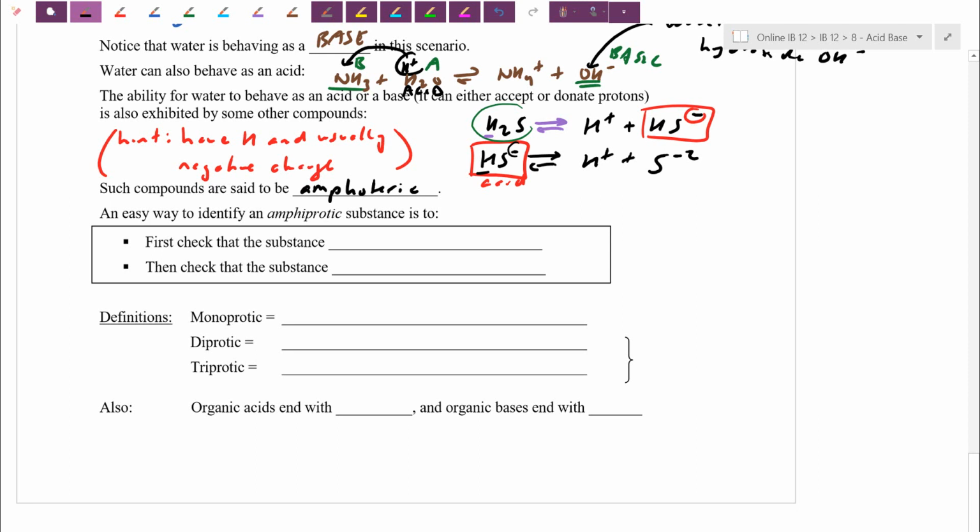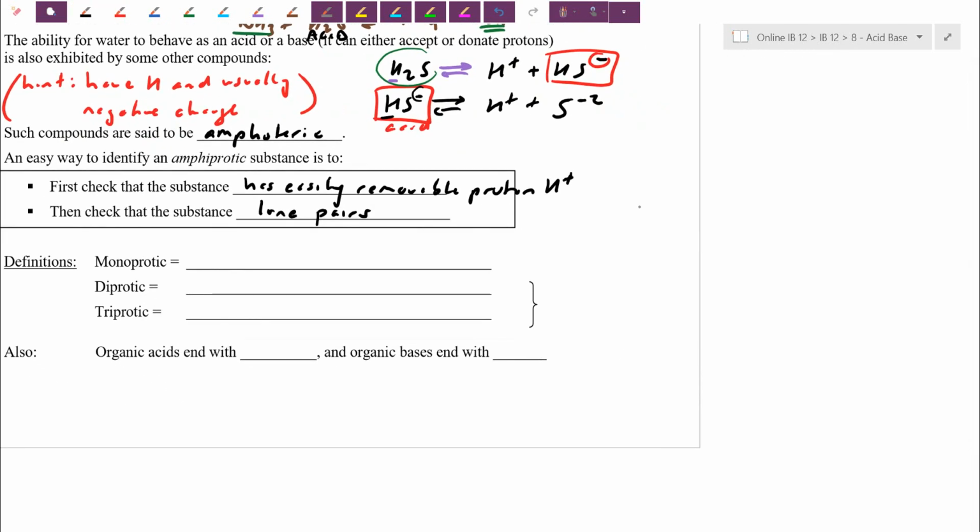This is just another way of thinking about it. First, check the substance has an easily removable proton, or easily removable H+. Usually if it's an ionic compound that has H, it's easily removable. And then the other one that's a little bit tricky here, I want to check whether the species has lone pairs. Because as we're going to see here, if I have a lone pair, let's study that first reaction again.